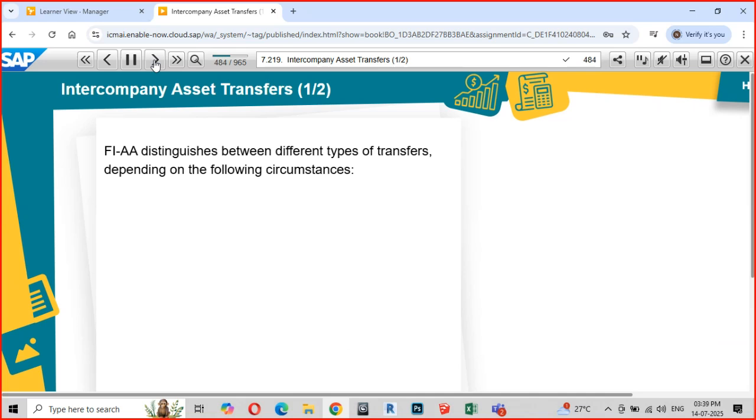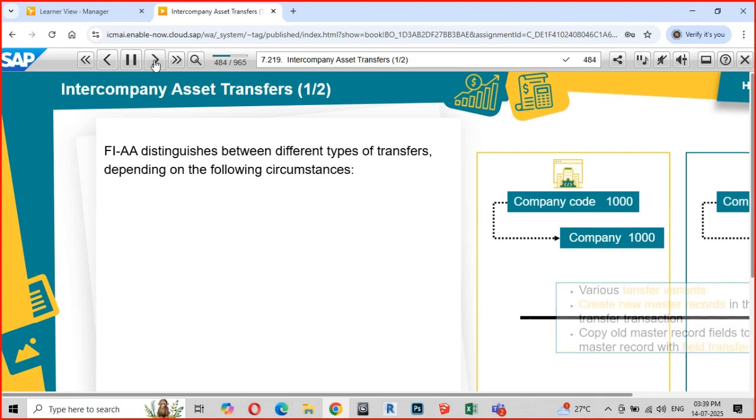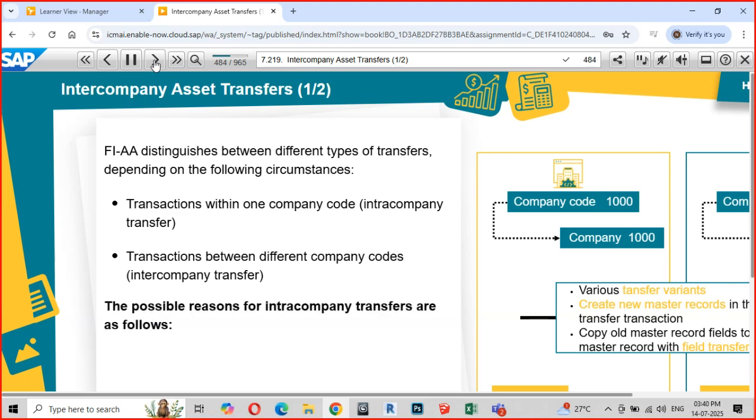Intercompany. What does it mean? From one company code to another company code. Transactions within the company code are your intra-company. Transfer between two different company codes is your intercompany. So he has given you an example.